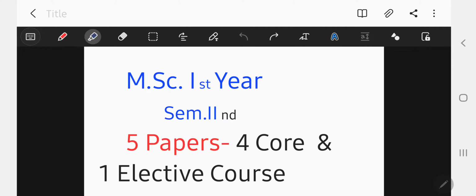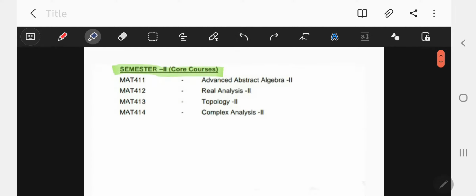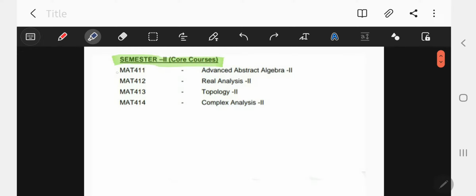Second semester of first year M.Sc students. We have 5 papers, 4 core courses and 1 elective course. In between this, first we say the course code and then the paper name.